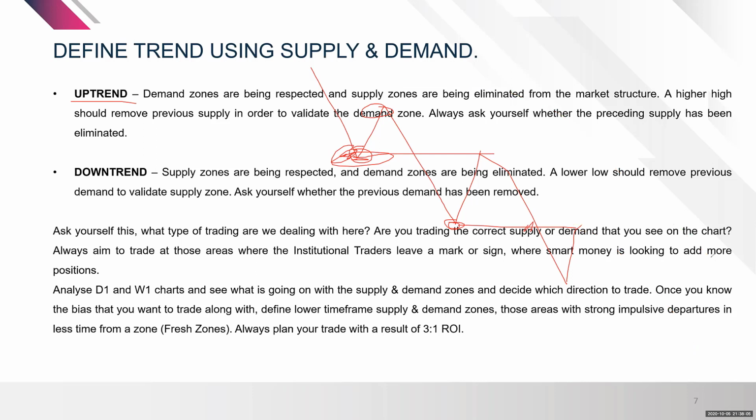These are the basics which whenever you open a chart, you must always be in a position to read what the chart is telling you, be in a position to identify whether market is in an uptrend or market is in a downtrend. Ask yourself this: what type of trading are we dealing with here? Are you trading the correct supply or the correct demand that you see on the chart? Always aim to trade those areas where institutional traders leave a mark.